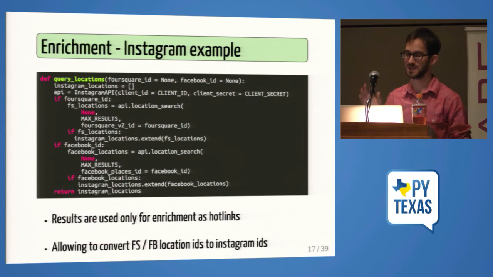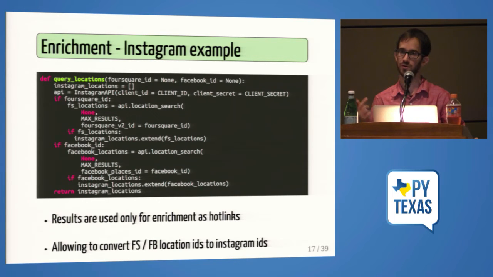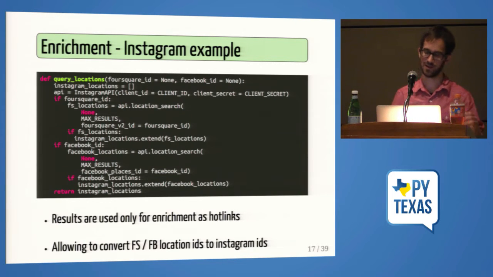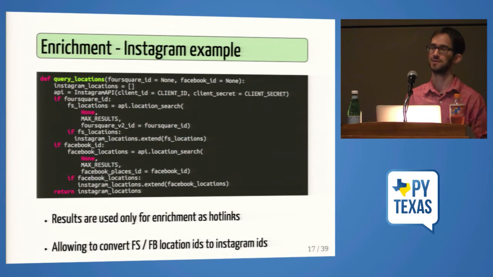This is basically because Instagram started off basing their location model on Foursquare, and later on, of course, they had to base it on Facebook. So this is a very, very good API for what I looked for, and it's very easy to use. You send the Facebook ID or Foursquare ID, you get back images, and you save yourself the entity resolution step.